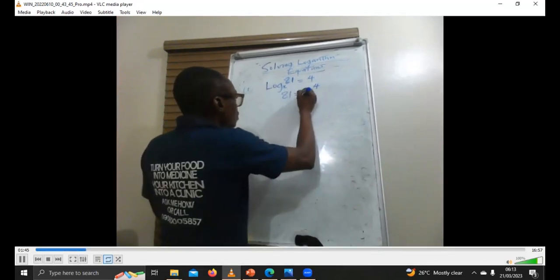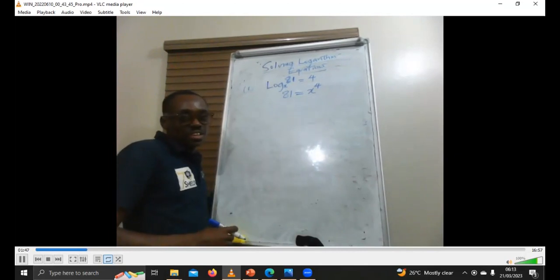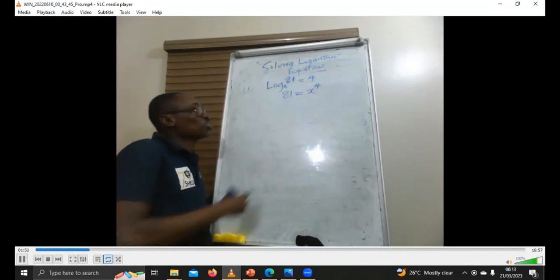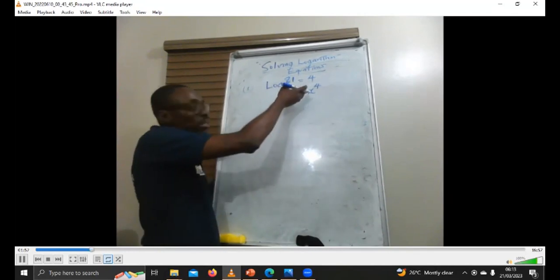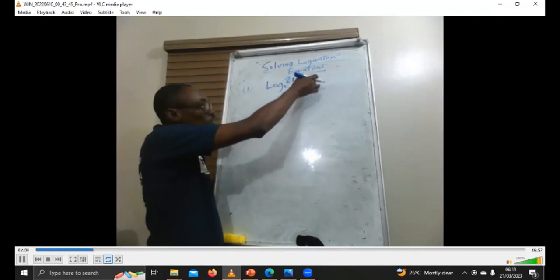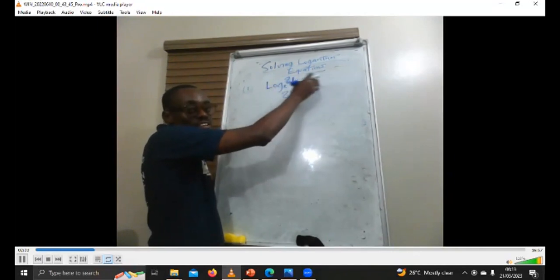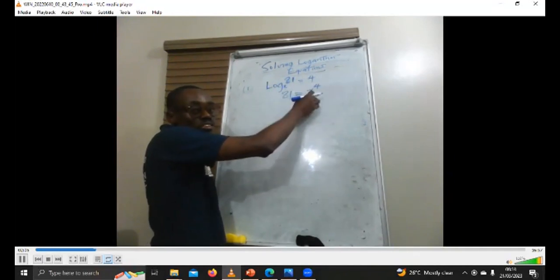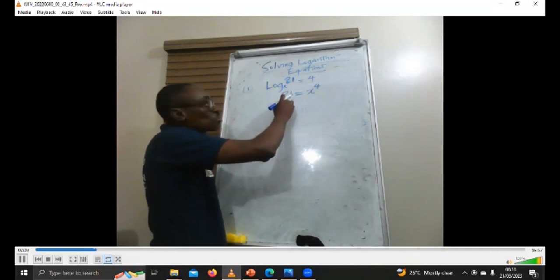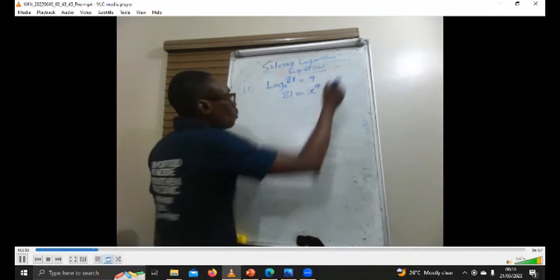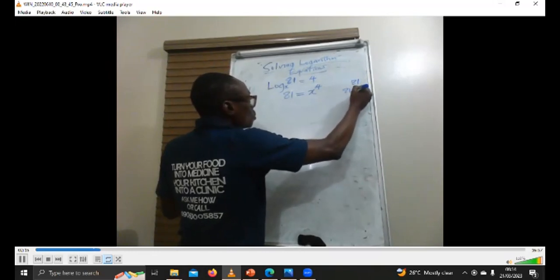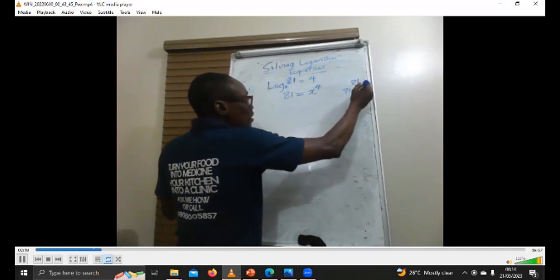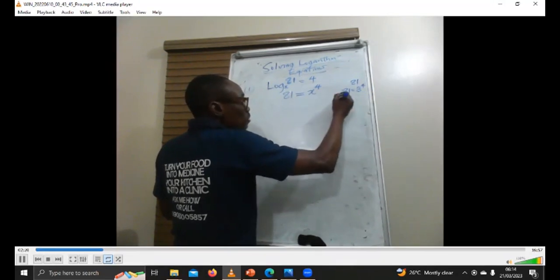Okay, so what next? When we're doing indices, exponential equations, I told you that once you can express them in such a way that you have the same index on the left hand side and right hand side, or the same base, you can solve. So we know that 81 is equal to 3 raised to power 4. That is 3 times 3 times 3 times 3, 4 times.